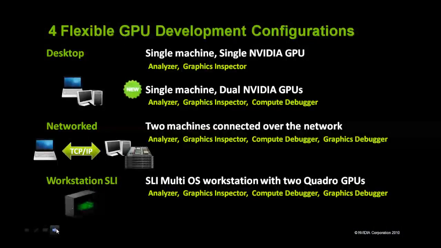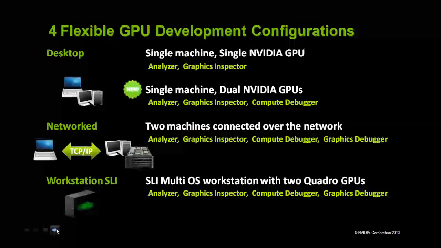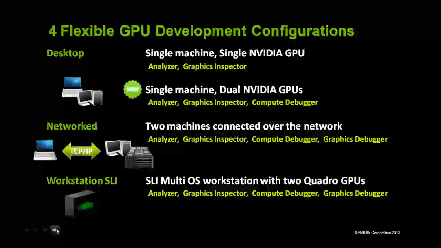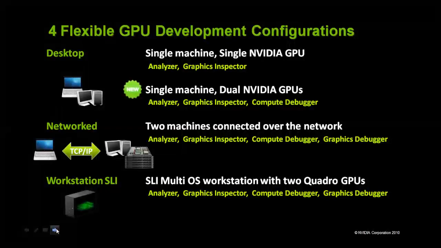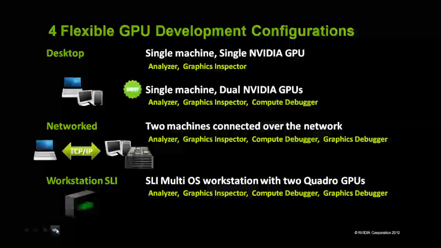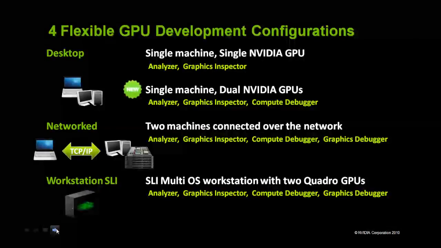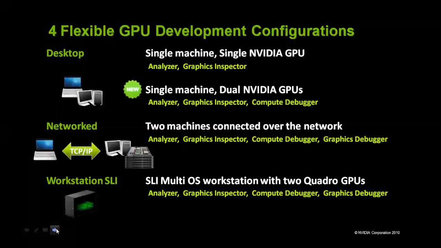So, I mentioned this new development configuration that we've introduced for ParallelNsight 1.5. Let's talk about the flexible configurations in general. So, the first configuration is a single machine with a single NVIDIA GPU. And this enables the system analysis and the graphics inspector functionality. Our new single machine dual GPU mode that we've added adds compute debugging to these other two functions.